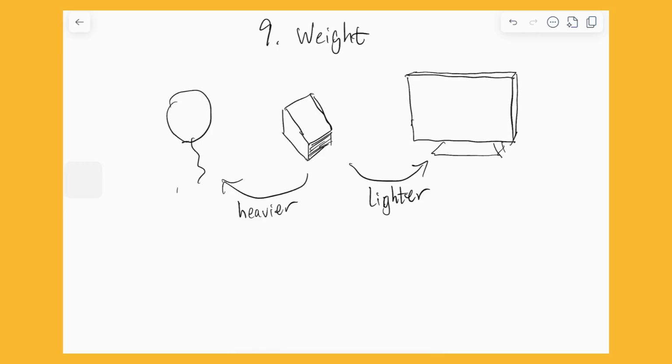Okay, so which is the lightest? The balloon is the lightest. And which is the heaviest? The TV is the heaviest. Okay. So that's everything for today's lesson.